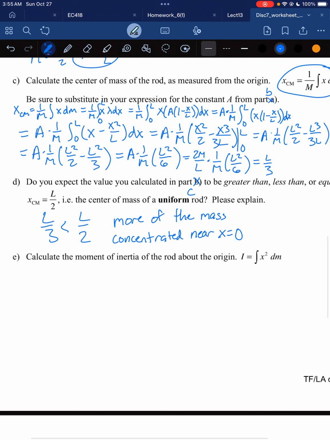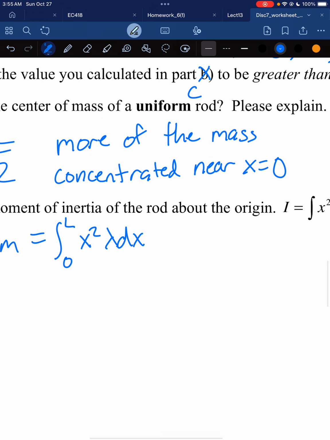And then in the final part of this problem, we have to calculate the moment of inertia of the rod about the origin, and it gives us the equation that I is equal to the integral of x squared dm. Just like the previous two integrals, I am just going to plug in lambda dx for dm, and I'm going to get the integral of x squared lambda dx. And again, our bounds of integration are from 0 to L.